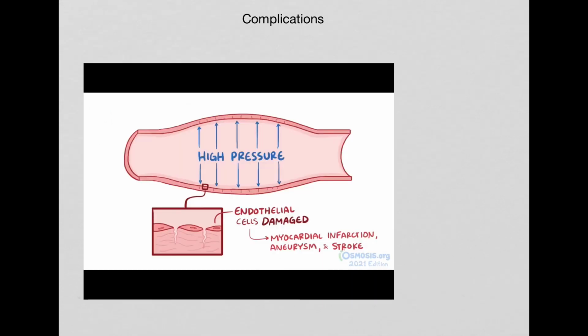So why do we care about high blood pressure? Number one, it's super common, and number two, it really is a huge contributor to all sorts of diseases. One of the ways it does this is by damaging the lining of the arteries.